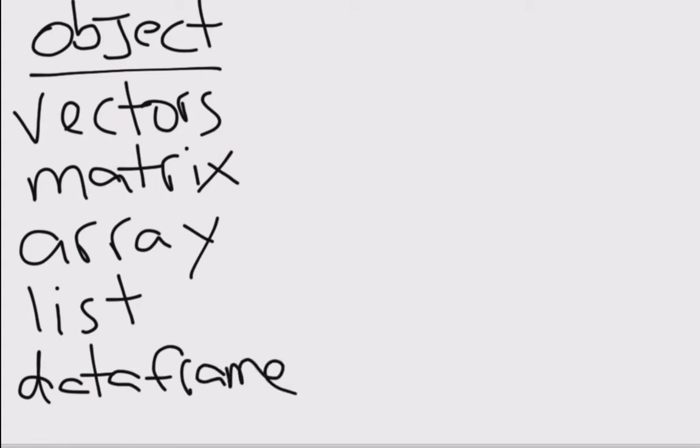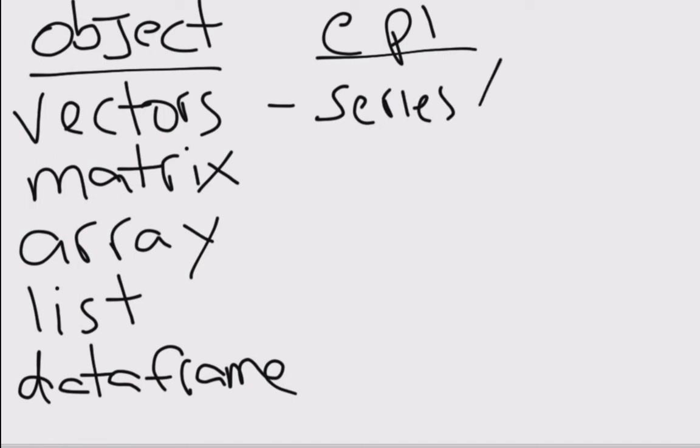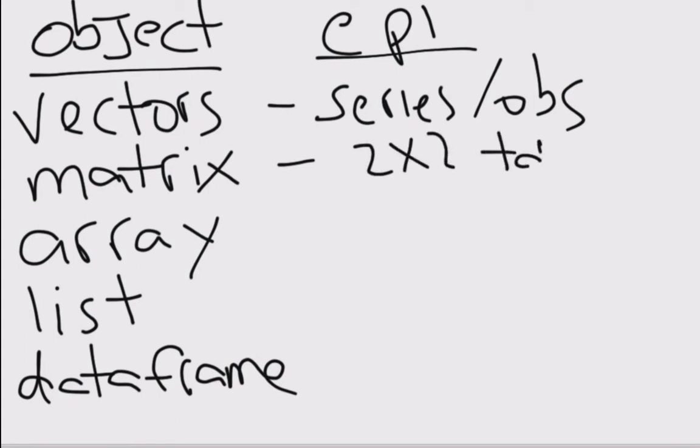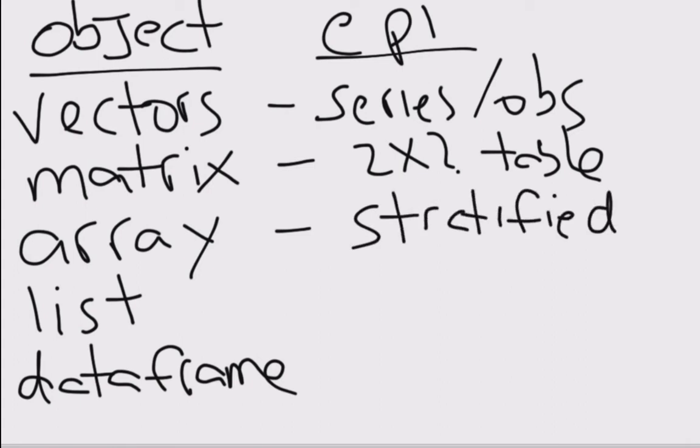From the perspective of epidemiology, what I'm going to try to convince you is that a vector really corresponds to a series of observations or a series of measurements. A matrix actually can be set up to represent that classical epidemiologic tool, a 2x2 table. An array is a way to set up a series of tables, whether they be 2x2 or not 2x2, into a stratified table or a stratified analysis of some kind.